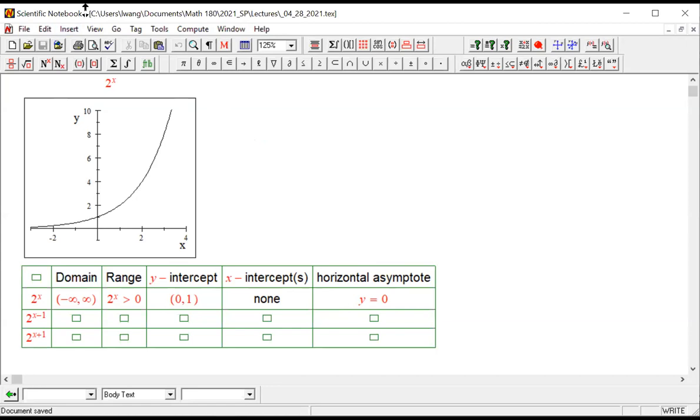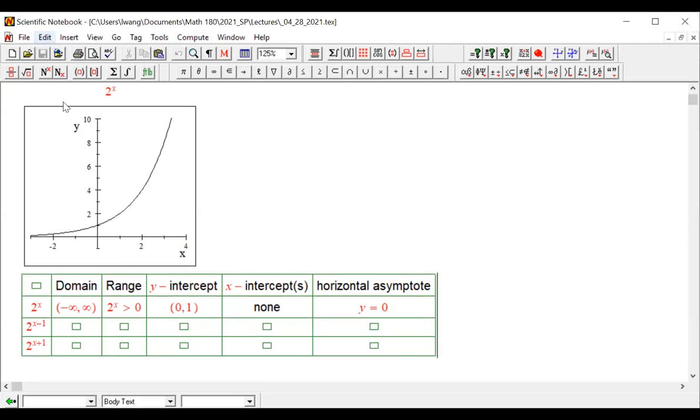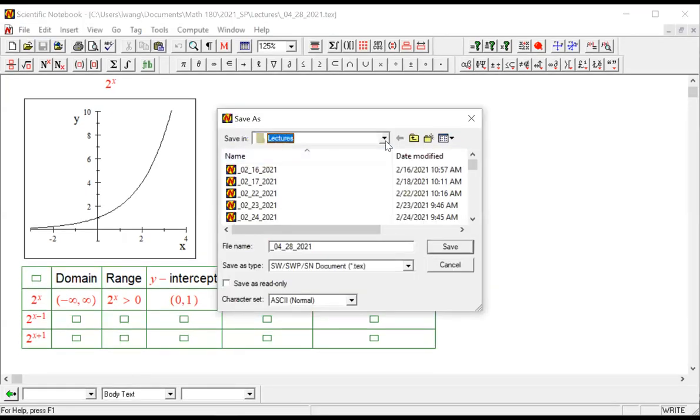Let's see, what is the date today? Today is the 29th, right? Is today the 29th? Yes, 29.